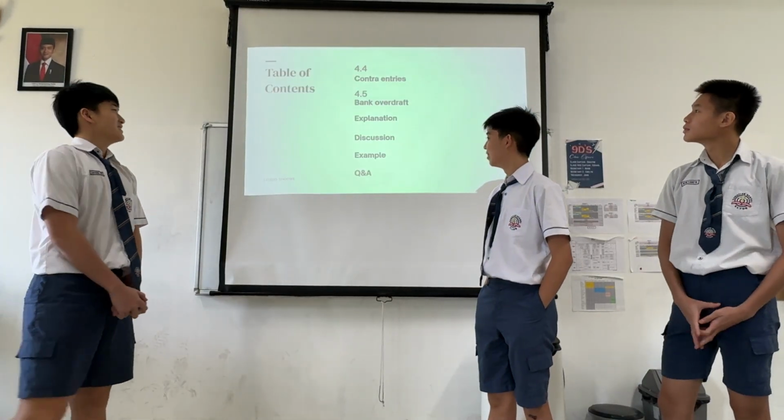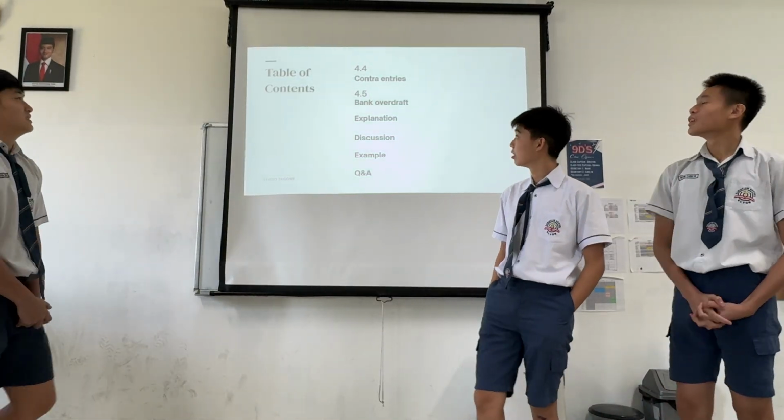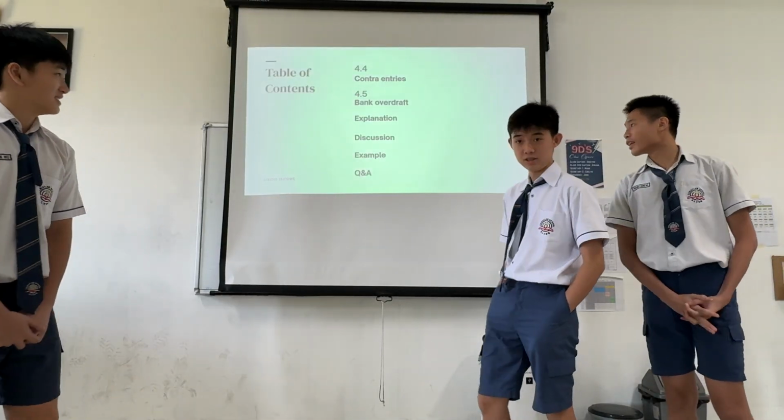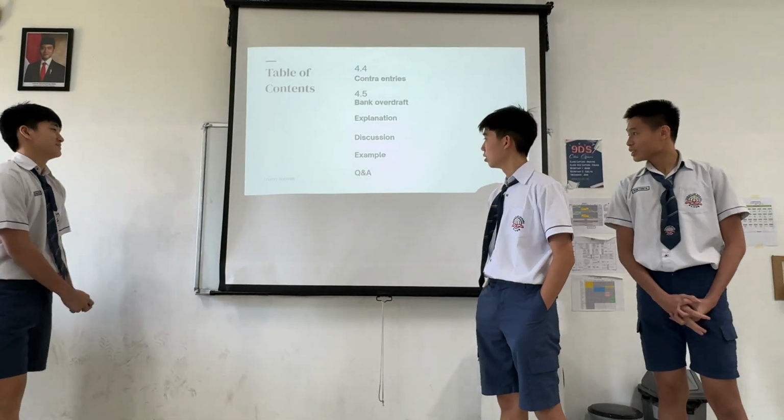Next. This is the table of contents. We'll go through 4.4, which is contra entries, and 4.5, which is bank overdraft. Then we have four sessions, which are explanation, discussion, example, and Q&A.